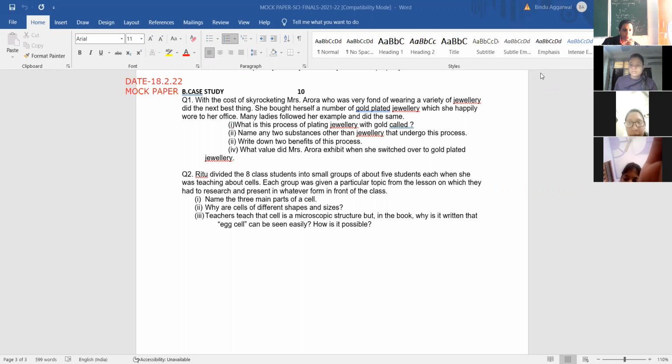I think it's clear to you. Many of the cells are not visible, but one of the variations is in the size of the cell. So one ostrich egg is there which can easily be seen. Any other question, beta?